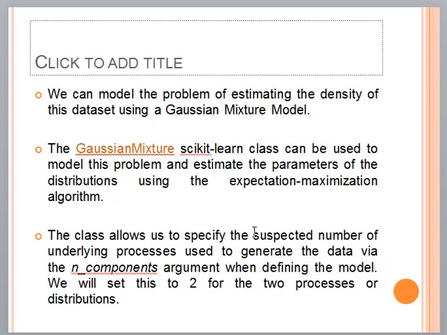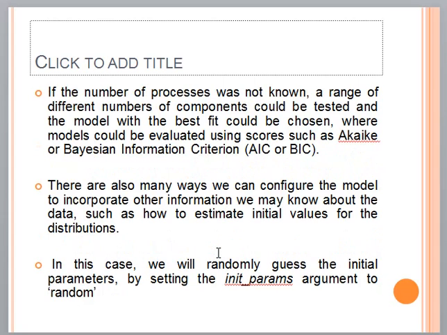We can model the problem of estimating the density of the data set by GMM, right? So for this example, I wrote a scikit-learn class which uses a Gaussian mixture model, and it can estimate the parameters of the distribution, right? So you can basically use this library, and by using this library you can generate different models, and then you can test them against different data sets.